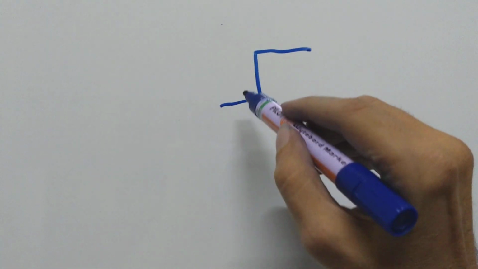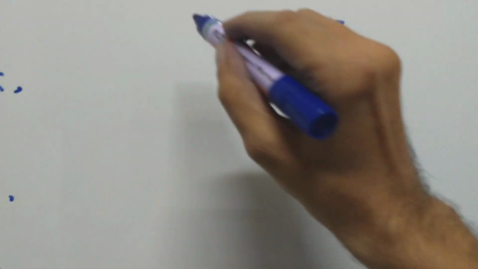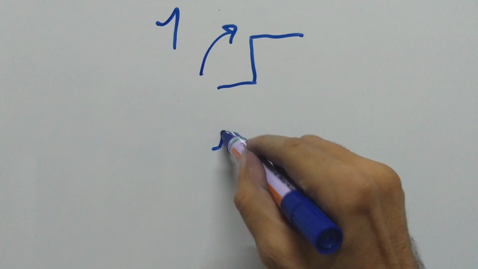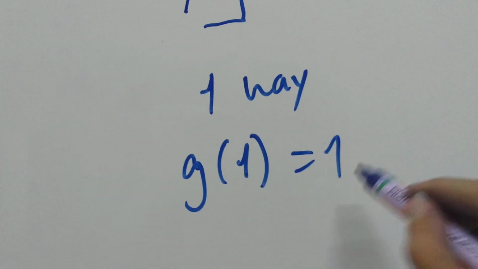So let's begin with a very simple case, one step. How many ways to go up that step? He can do one step or two steps. He cannot do two steps here. There's only one way to climb this, by doing one step, so one way. In other words, G of 1 is 1.